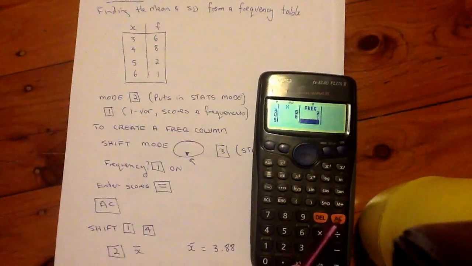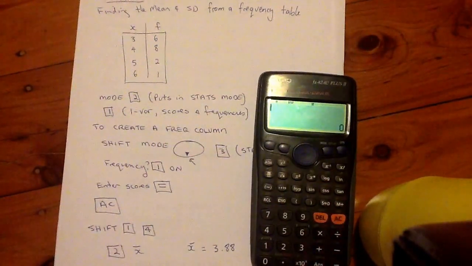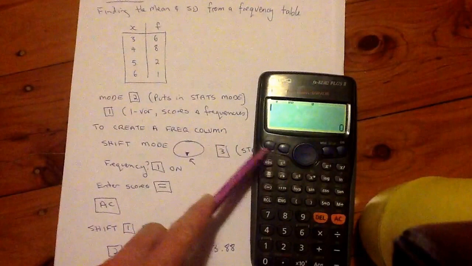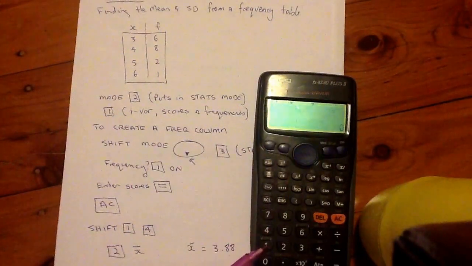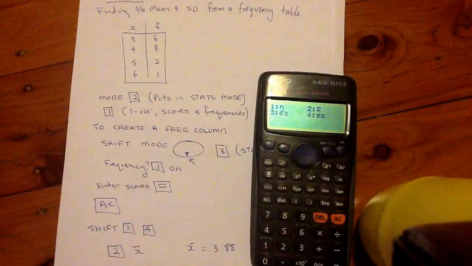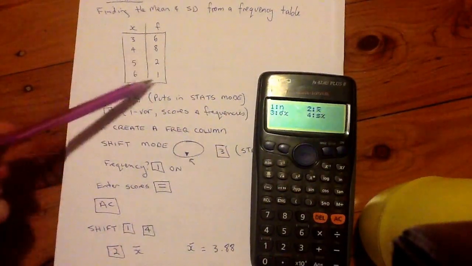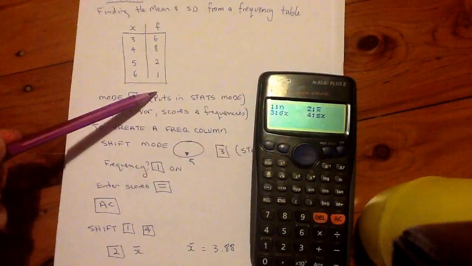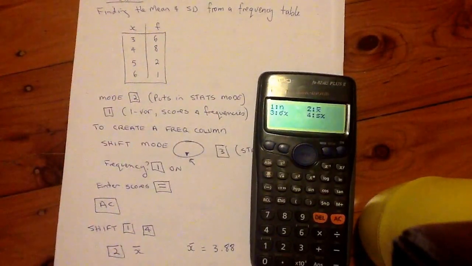We press AC to go back to a clear screen. We press shift 1 and we want to find the information about it, mean, standard deviation, so we press 4. Up comes N to find out the number of scores, which could be useful if you found out the sum of the FX column and then found out 1, pressed 1 for N, it should be the same.